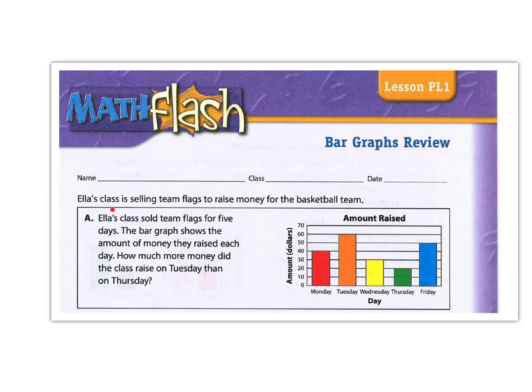Let's read here. It says, Ella's class is selling team flags to raise money for the basketball team. Ella's class sold team flags for 5 days. The bar graph shows the amount of money they raised each day. How much more money did the class raise on Tuesday than on Thursday? So we can see each day how much money they raised. So we can see in the bar graph, down here on the x-axis are days, and the y-axis is the amount in dollars.